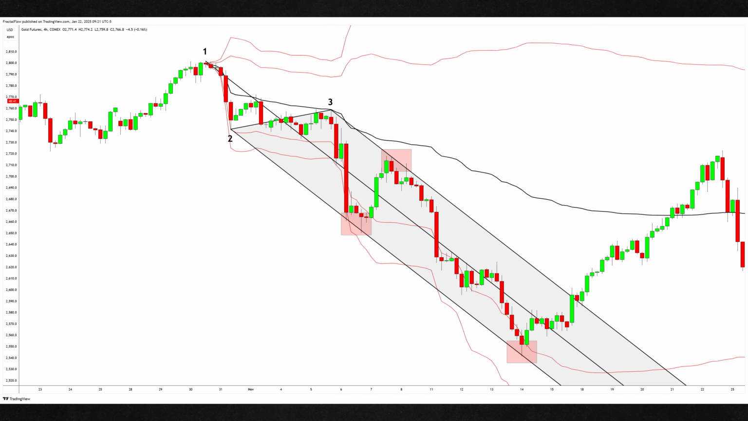The Andrews pitchfork is one of the best tools available, and you can learn more about it in my premium courses. If you combine the best of price action with the best of order flow analysis, you have an absolutely amazing combination of tools.